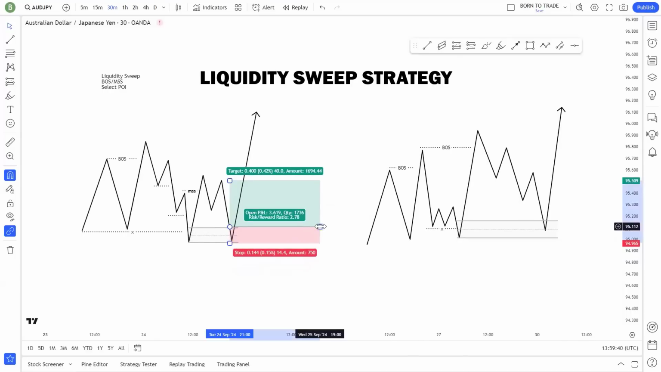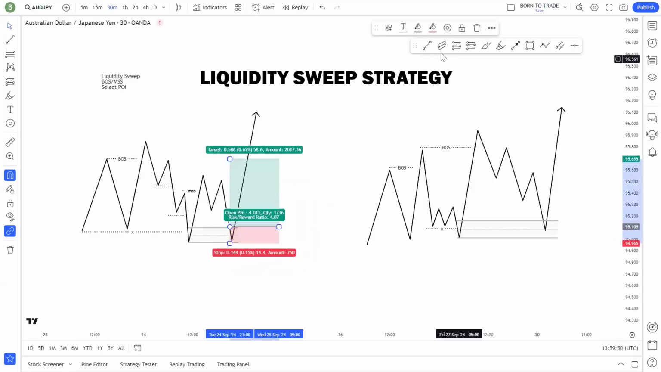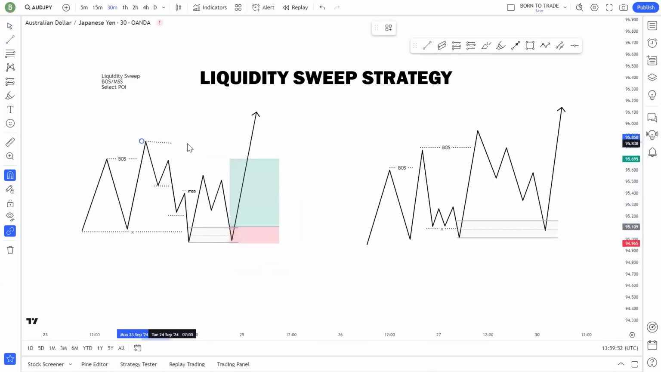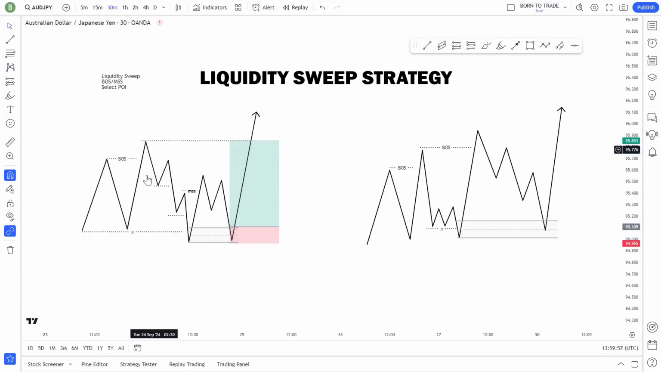Now, I advise students to place their target, firstly, based on having a specific risk to reward ratio, which is favorable to you. And secondly, you can look to target external range liquidity, but have it in mind that price will not always get to the external range liquidity.